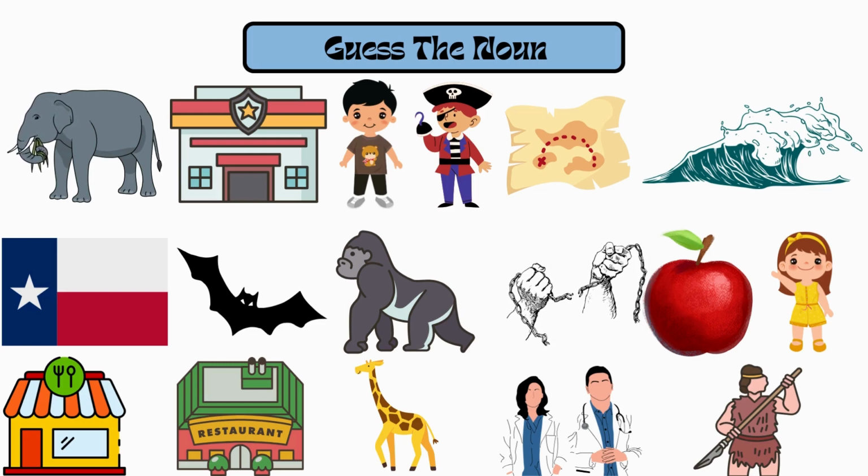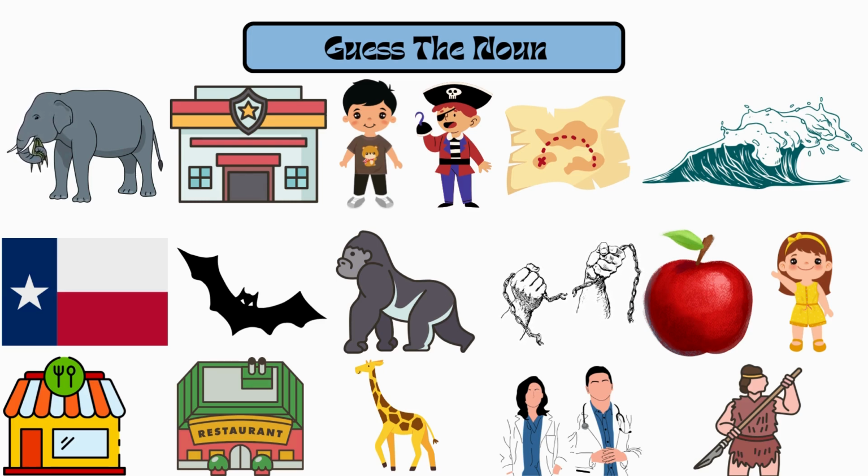What about this? Is this a person? Nope. Is this a place? Yes. This is a place because it's a restaurant, obviously. What about this one? This looks very similar to this one, so we are just going to assume it is a place.